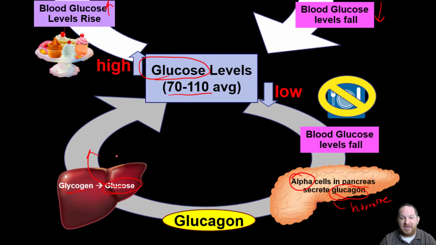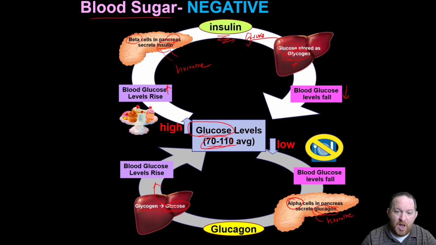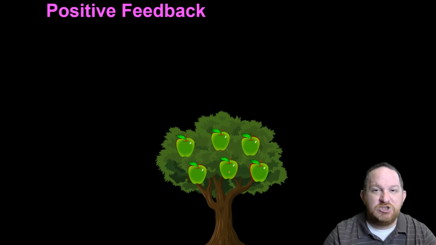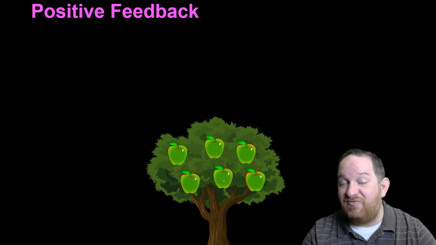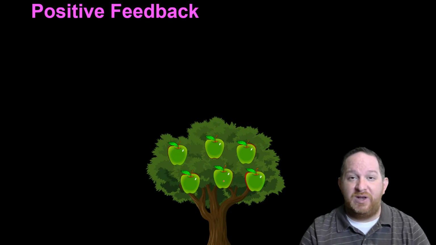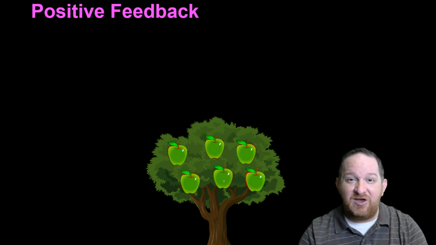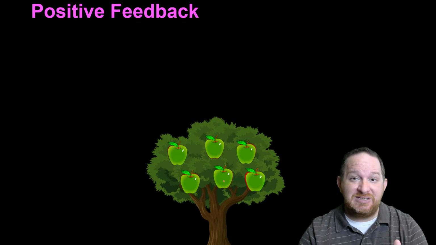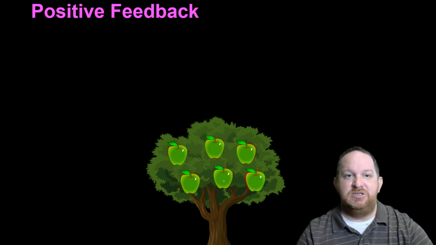Everything returns back to the levels or the range that they need to be. So when these levels rise back up, we have returned. So those were two examples of negative feedback loops. Once the level went in one direction, the negative loop kicked in and sent it in the opposite direction.